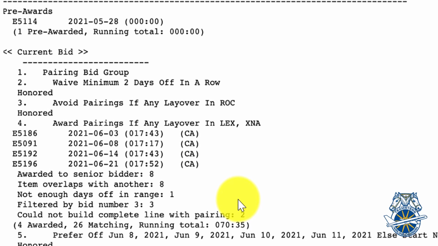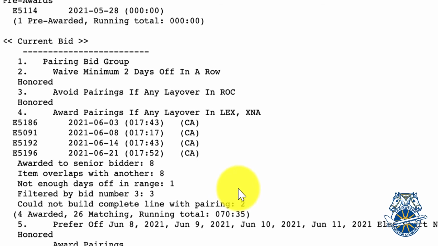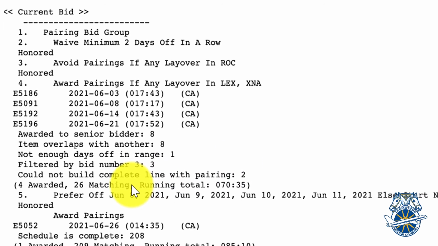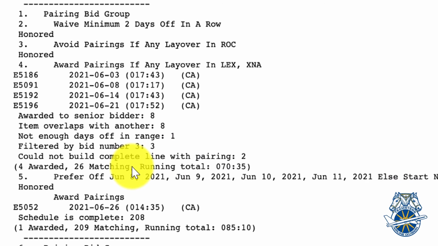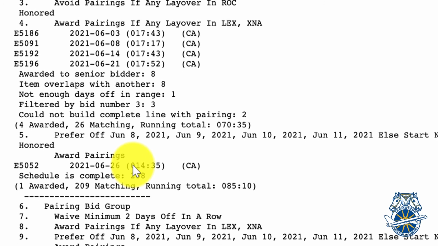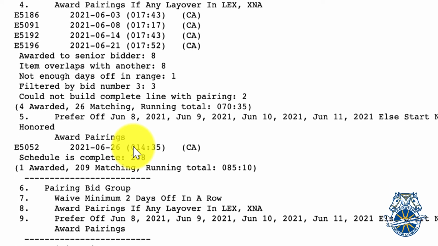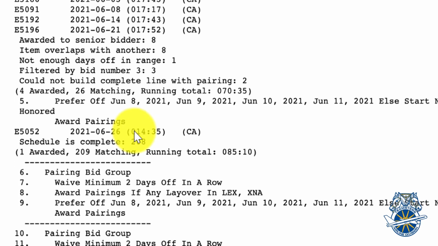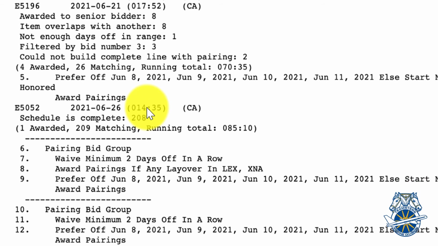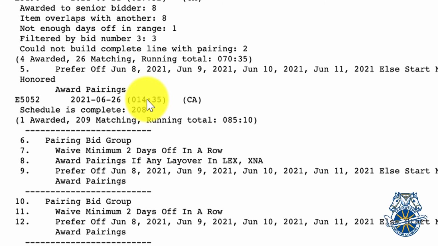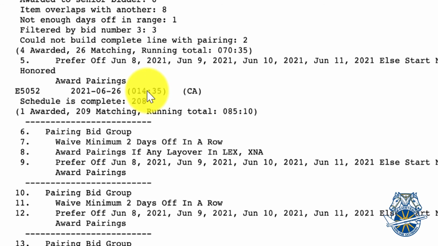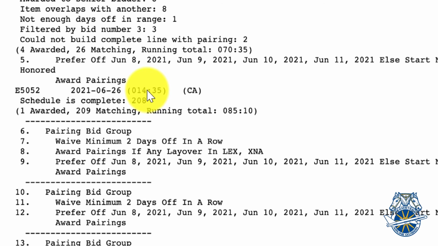And then he preferred off all these days, and he said, hey, if you can't give me these days off, go to the next bid group. It honored it, and as an honor, it gave him the days off he wanted. And his last one, just to get him over that 82 hours, they awarded him one more. I believe it's a 3-day. Yes, and that's coming in the next couple days. So that put him over his 82 hours, which the company set for him to get a line.